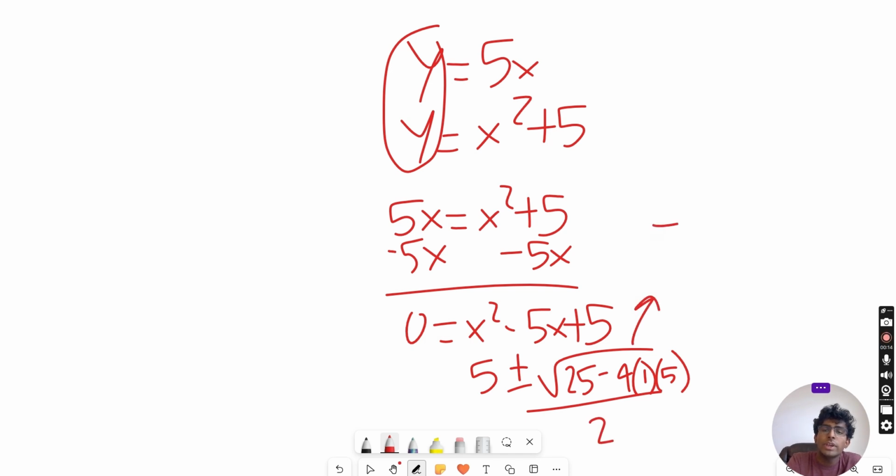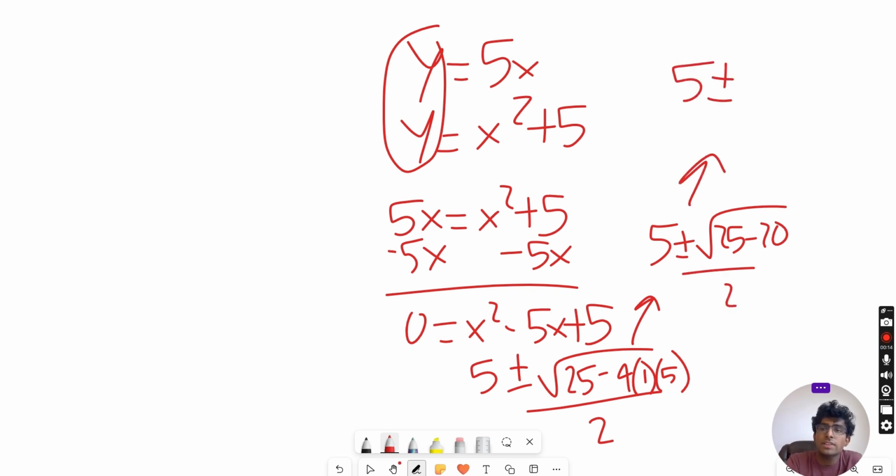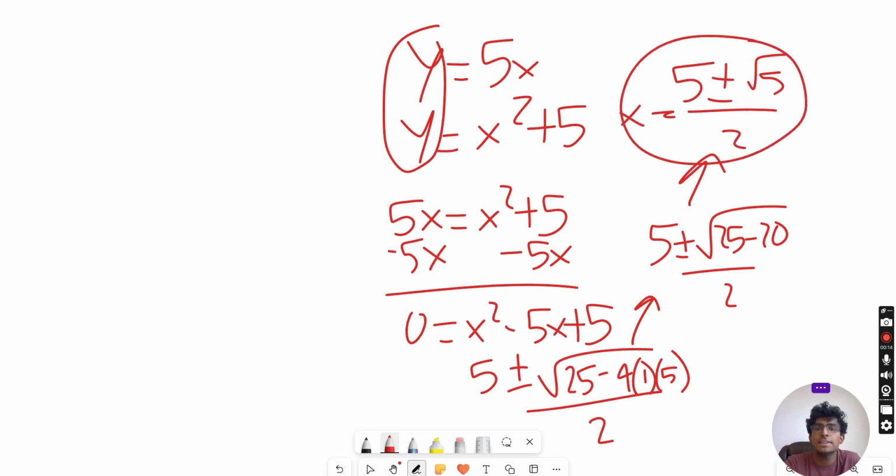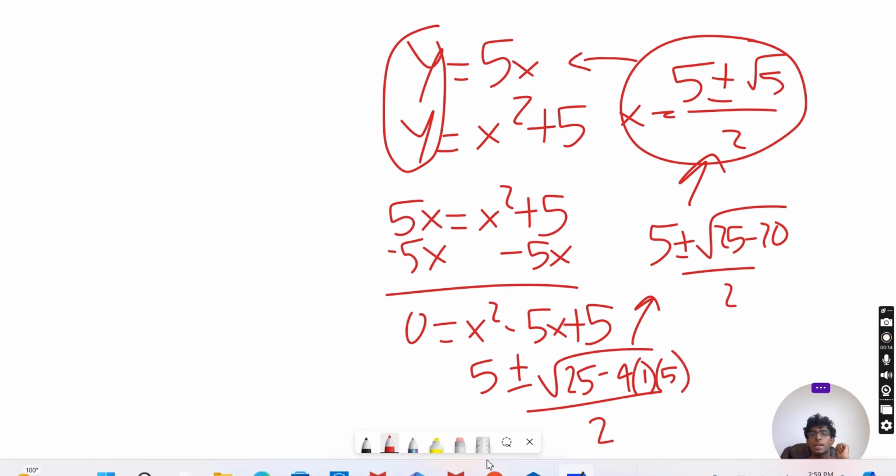We can simplify this to 5 plus or minus the square root of 25 minus 20, over 2. 5 plus or minus the square root of 5 over 2. So that would be the answer for this system. If you were to plug them in for x, you would get the same y value. So that's the idea behind linear and quadratic systems, okay? You'll just be given a linear equation and a quadratic, and you're going to need to find the solution. Usually just make it into a quadratic equation and then use the quadratic formula or factoring if you can.